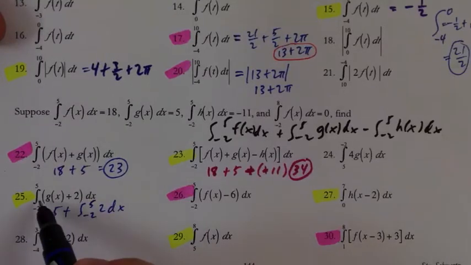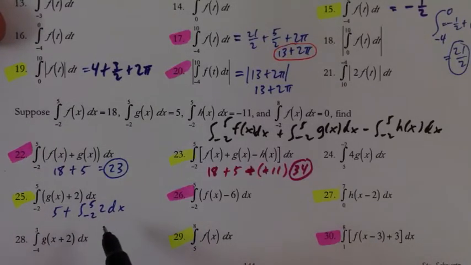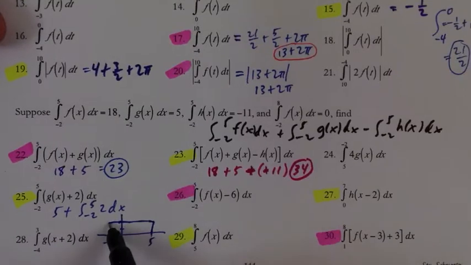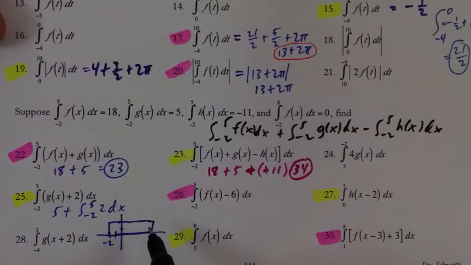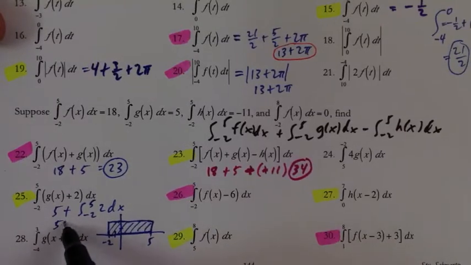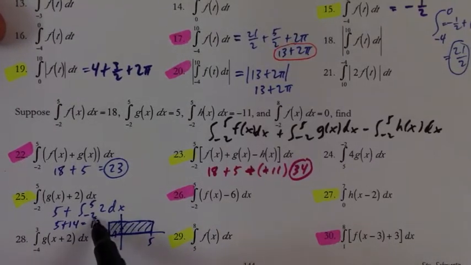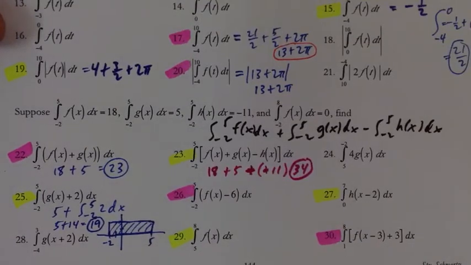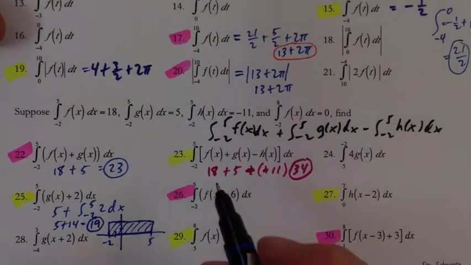Understand? When you're integrating, you're actually accumulating area. And if you think about what this would look like, if you draw a picture of it, here's negative 2, here's 5, and then there's y equals 2. So when you're integrating a constant, what you're really doing is finding all of this area. So it's the constant times the length of the interval, and the length of the interval is 7, times 2 is 14. So 5 plus 14 is 19. Okay, so you go ahead and do number 26 on your own.